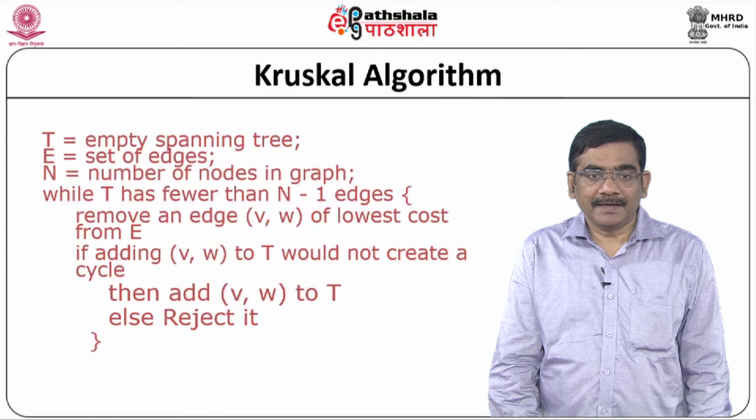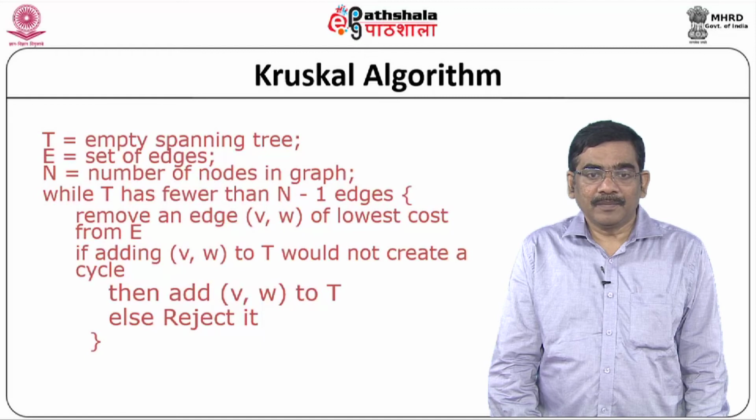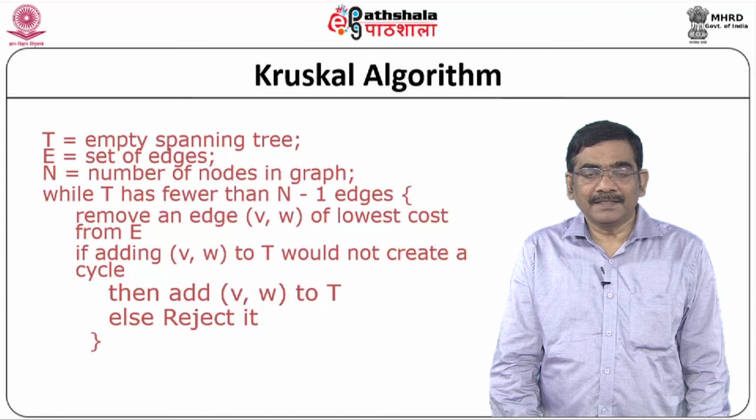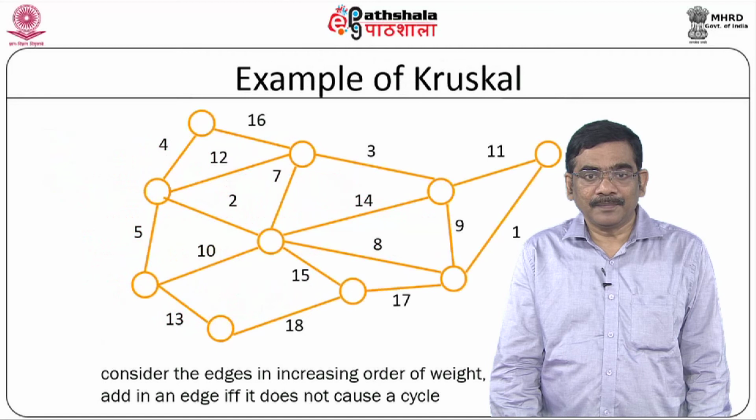T is the empty spanning tree, E is the set of edges, and N is the number of nodes in the graph. While T has fewer than N minus 1 edges, we remove the edge of the lowest cost and try to add that into T. If no cycle is created, we add it, otherwise we reject it. This is the Kruskal algorithm informally.